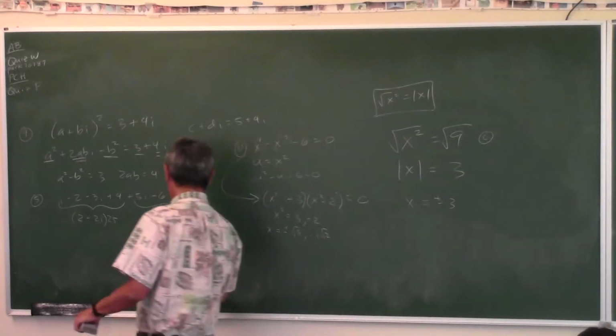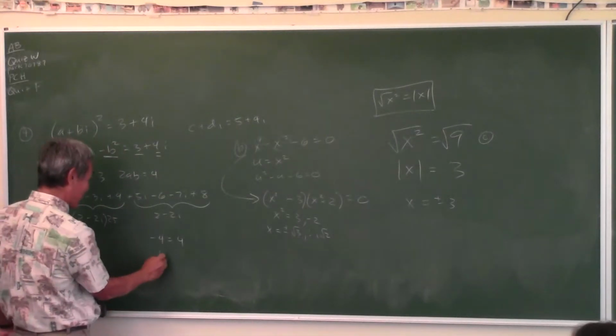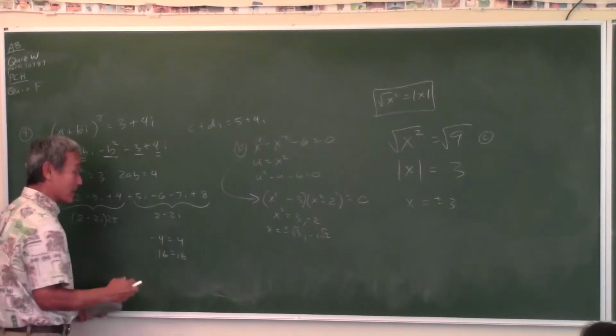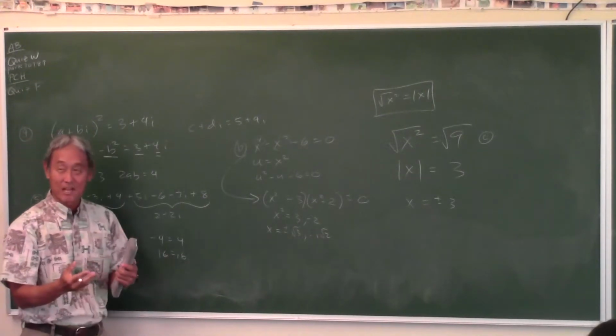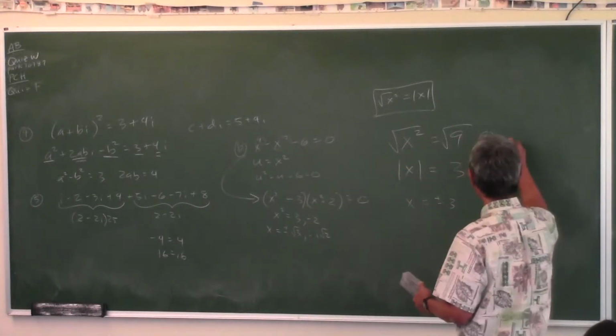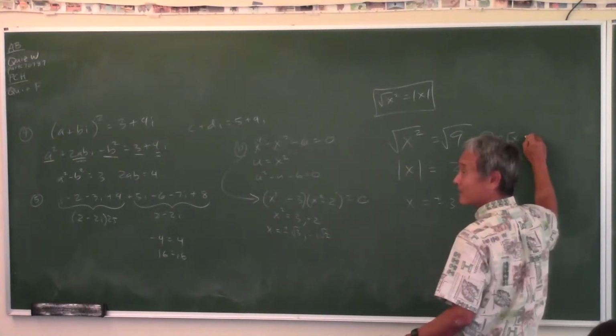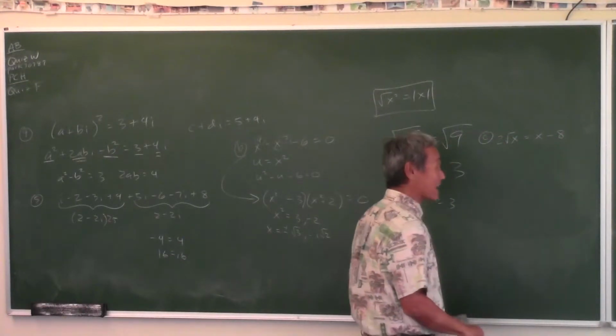Just like this: is negative 4 equal to 4? No. But when you square both sides, you get 16 equals 16. So whenever you square both sides, you have to check your answer. So that's an extra step. Is there another way I could have done this problem so I don't have to square both sides? And the answer is yes.